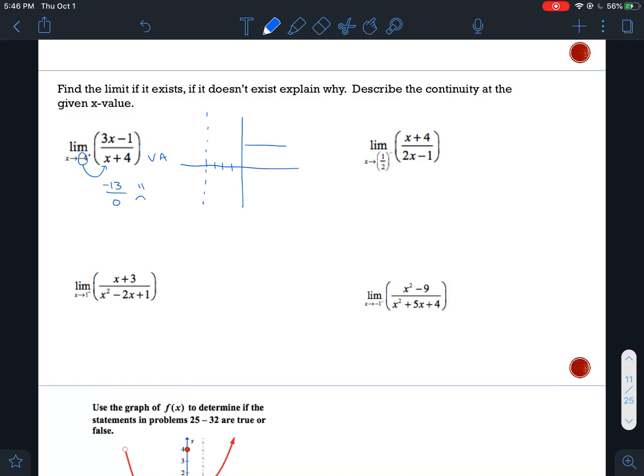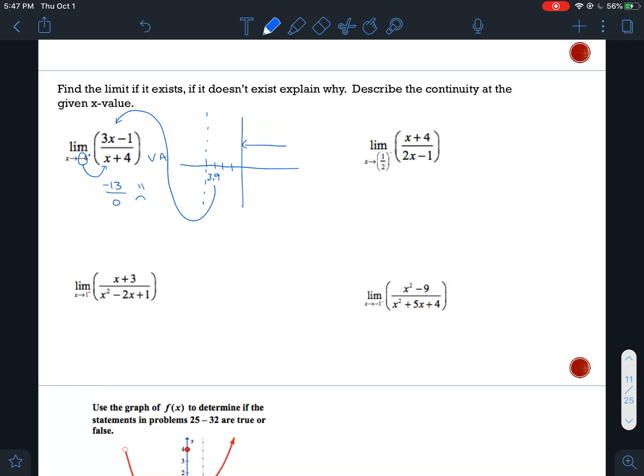I want to know what's happening as I'm going towards that vertical asymptote from the right. Well, one way to tell algebraically is to pick a number that's close to negative 4, but on the right side of negative 4. So like negative 3.9, I could plug in. So what happens if I plug in negative 3.9?